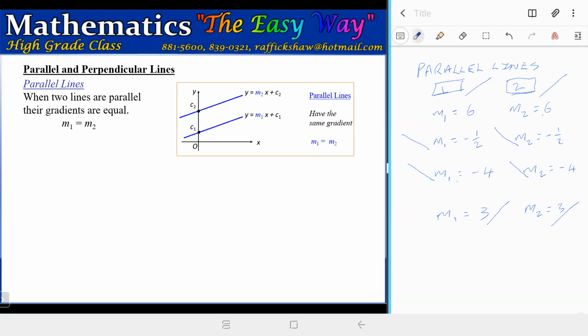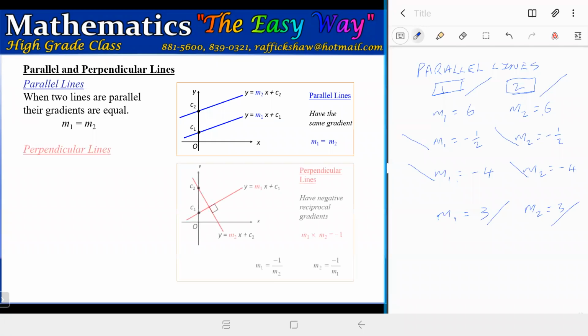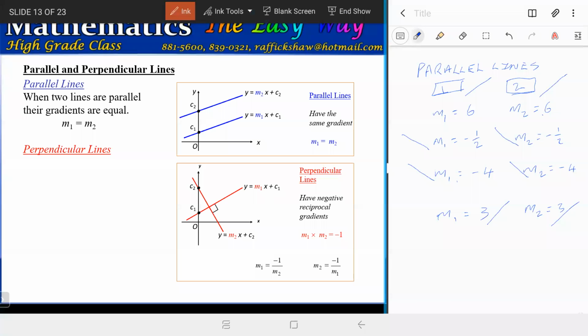I'm going to do a question to apply this information. All right, so that's parallel lines. Perpendicular lines now are a little bit different. Perpendicular lines have what I call negative reciprocal gradient right here.